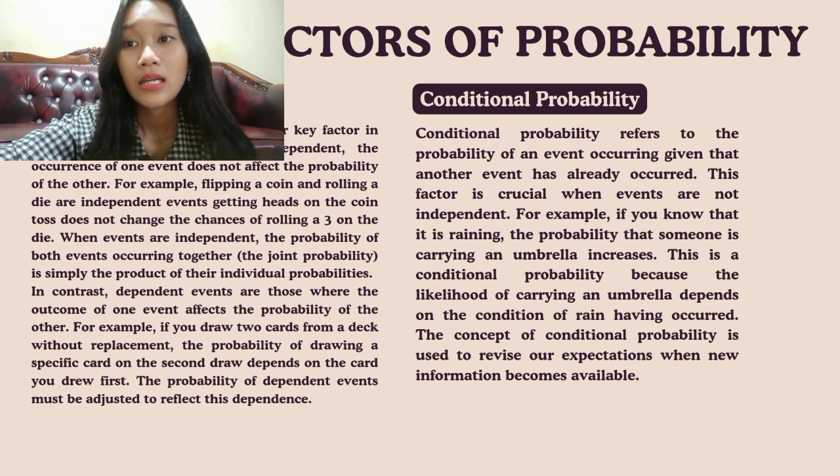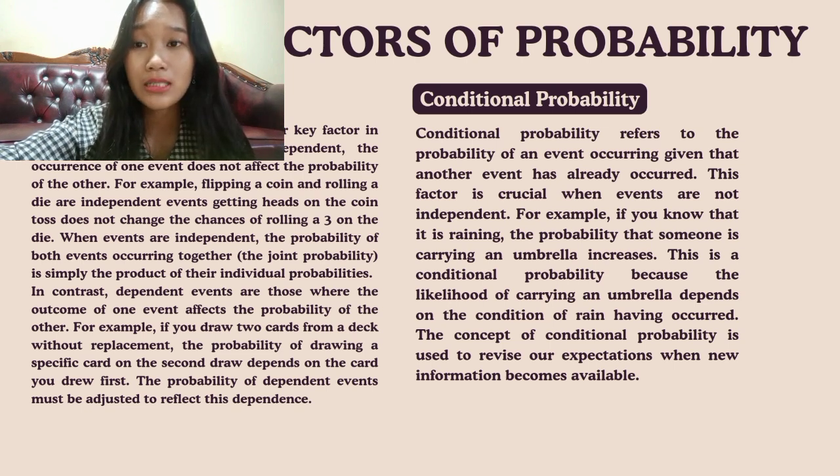In contrast, dependent events are those where the outcome of one event affects the probability of the other. For example, if you draw 2 cards from a deck without replacement, the probability of drawing a specific card on the second draw depends on the card you drew first.